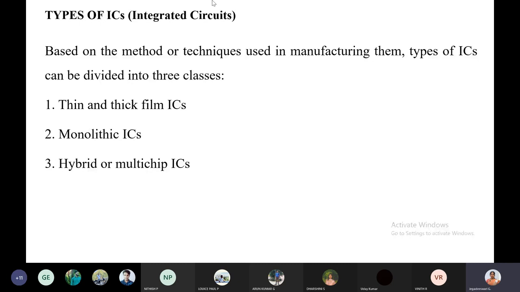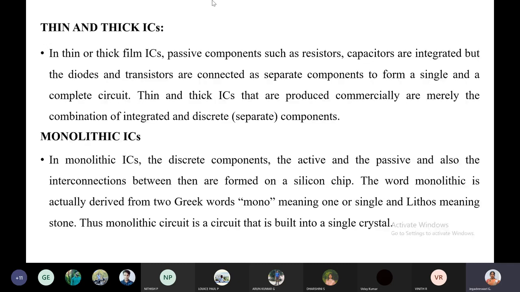First of all, what are thin and thick film ICs? In thin and thick film ICs, only passive components like resistors and capacitors are fabricated. If you want an active component, we have to connect a separate one. That is one major drawback in thin and thick film ICs. We cannot fabricate both active and passive elements in a single IC.